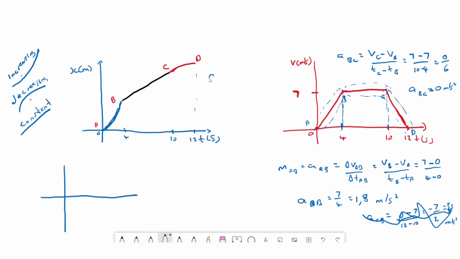All right, so I want the acceleration from C to D. This is going to be V at D minus V at C over the time at position D, which is 12, minus the time at position C, which is this 10 here. That is going to be 0 minus 7 over 12 minus 10, which is minus 7 over 2, which is minus 3.5 meters per second squared.